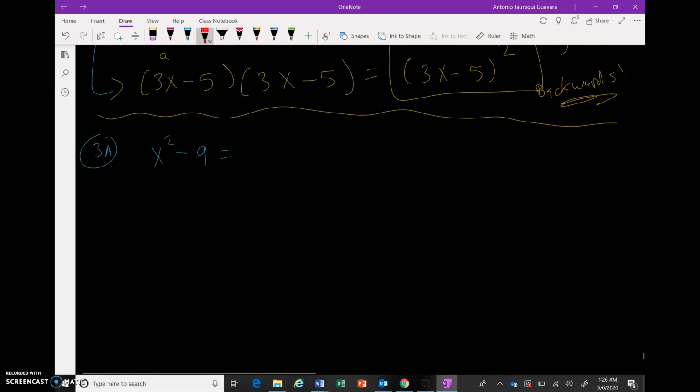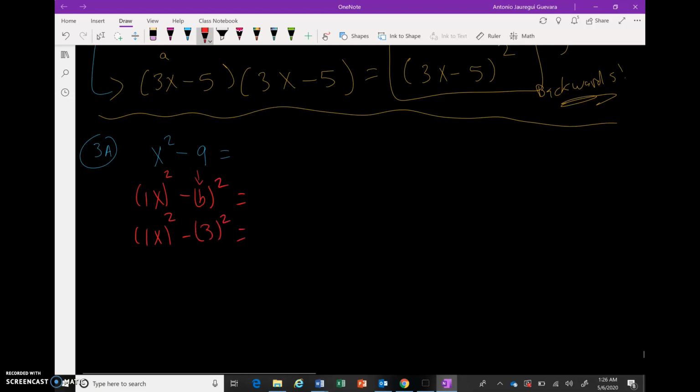So again, picture this as being your a, and this is your b, so this is your b squared. Because you have your perfect square minus a perfect square, 3 times 3 is 9. So that's your perfect square.